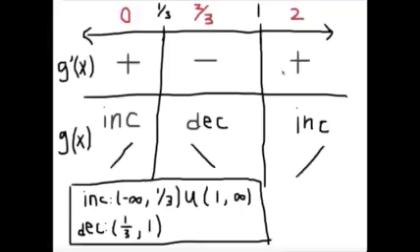So once you have positive, negative, positive, you'd know that the graph of g of x is increasing where g prime of x is positive, decreasing where g prime of x is negative, and increasing where g prime of x is positive. So we know that it's increasing from negative infinity to 1/3 and 1 to infinity, and decreasing from 1/3 to 1.